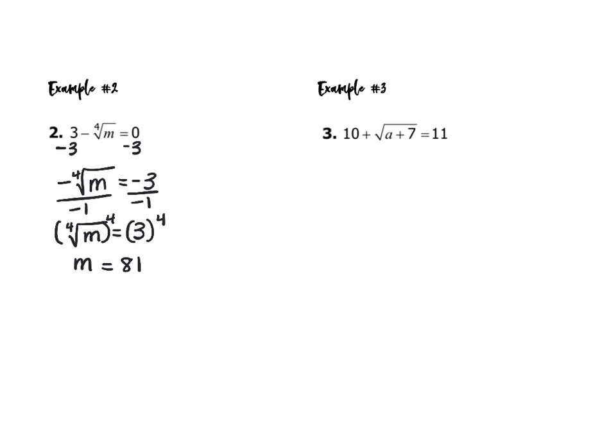Now when I go back in and check my work, I'll have 3 minus the 4th root of 81 equals 0. So 3 minus the 4th root of 81 is 3. So 3 minus 3 equals 0. And that equals 0. And if you didn't know off the top of your head that the 4th root of 81 was 3, you can always do a prime factorization, and that will get you to that answer.